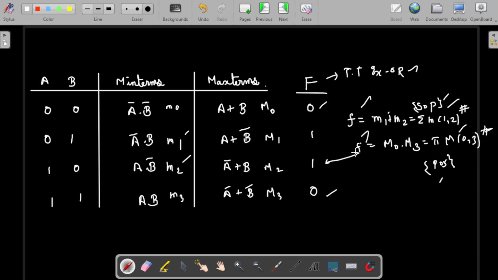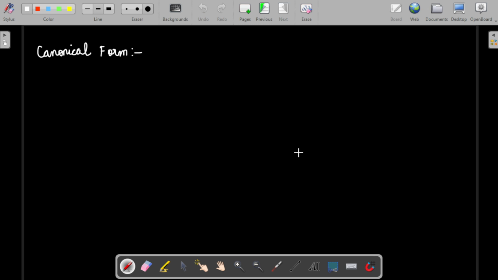So this can be written in SOP as a bar b plus a b bar. We know this is the actual logical function. If we write this in POS, then it is (a plus b) product (a bar plus b bar). This is how we can represent the same function. Here it is nothing but a whole bar taken. Both are duals of each other, like a complement to each other.